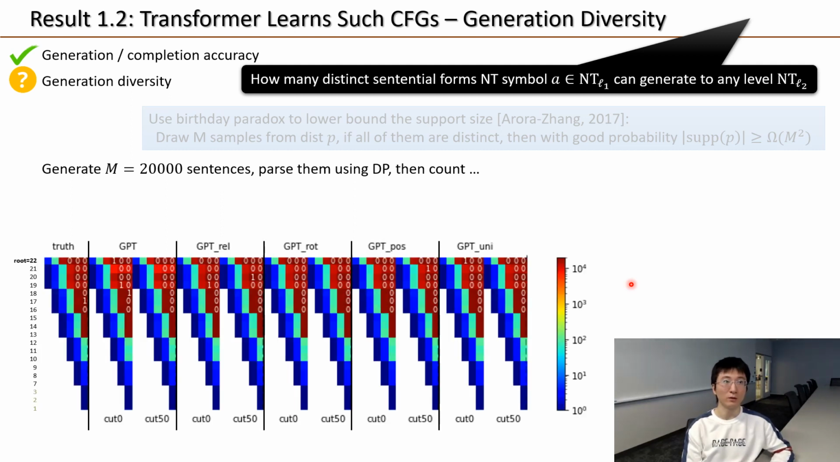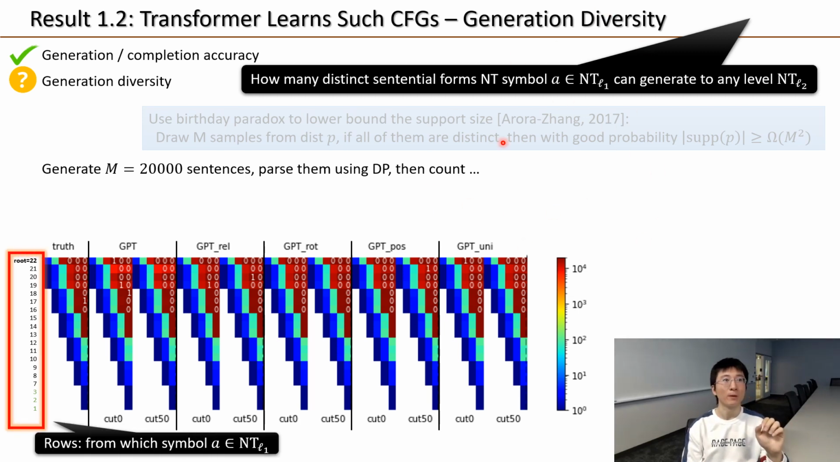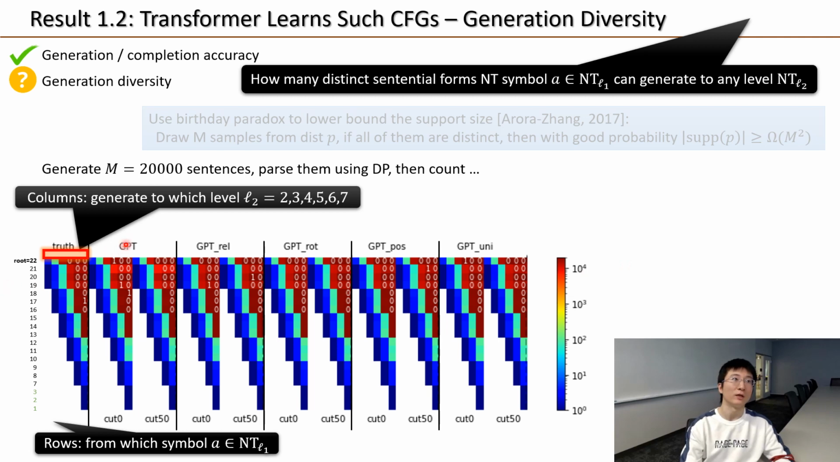This figure is actually a very complex figure to read. I will read it with you, but it captures everything I said above. Let me explain. The rows here represent the starting symbol, that is, from which symbol I begin this generation. And the columns here represent where I stop, that is this L2.